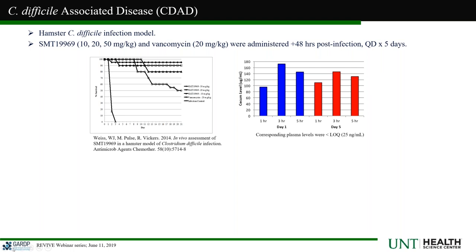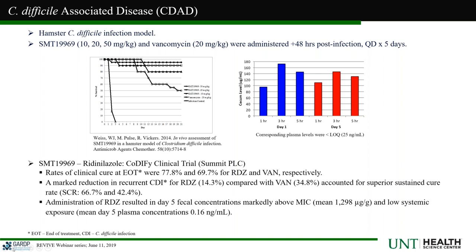In their clinical trial, their test of cure visit showed 88% for their compound versus only 70% for vancomycin. You had a reduction in the recurrence of only 14% versus 35% for vancomycin. So we're mimicking that recurrence here, or the lack of recurrence with the SMT compound. They also showed very little concentration in the plasma and markedly above the MIC in the feces. So we're now looking at recurrence endpoints, survival endpoints, and level endpoints in an animal model that is mimicking what was seen clinically.